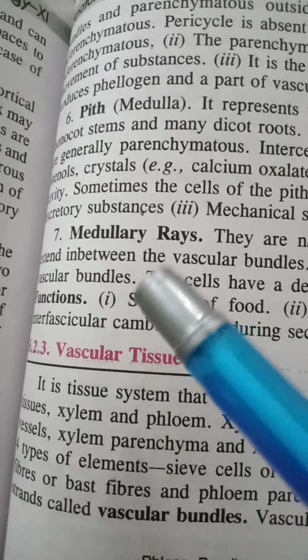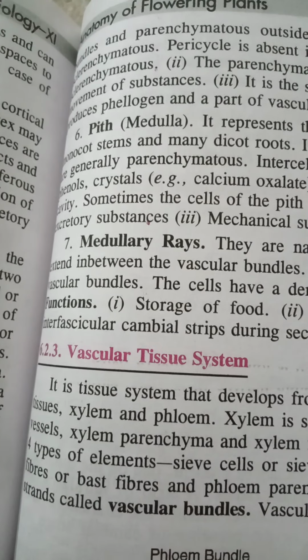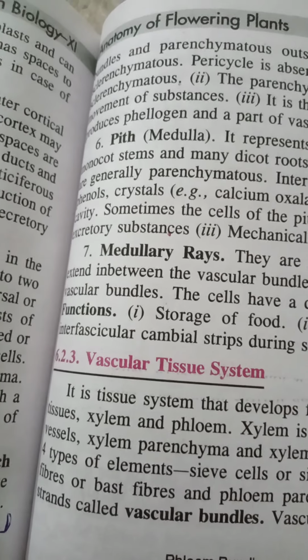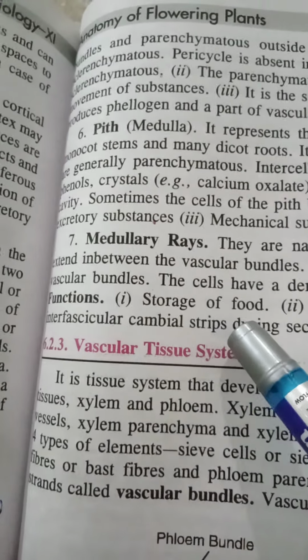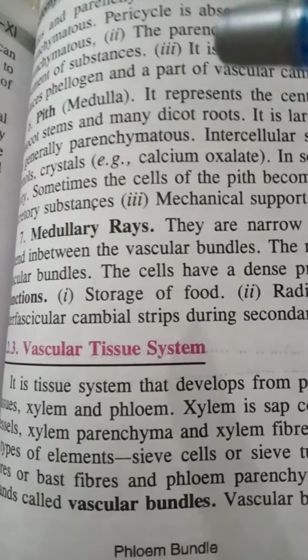And the last one is the medullary rays. These are connected to the pith and cortex. They are parenchymatous. They form the interfascicular cambium, and moreover they also help in food storage. So these are the different parts of the ground tissue system.